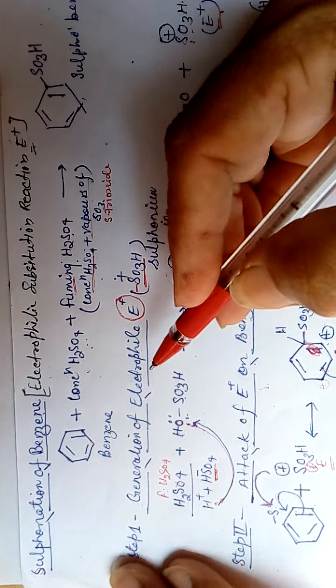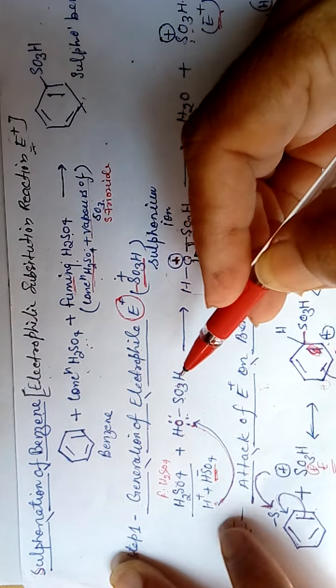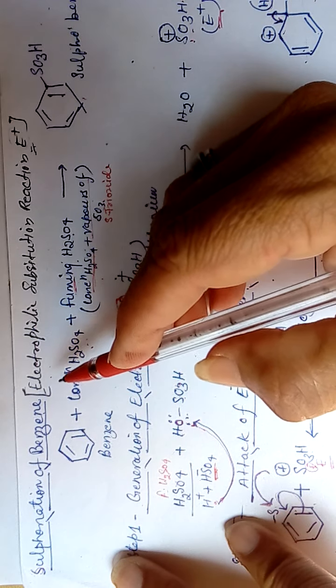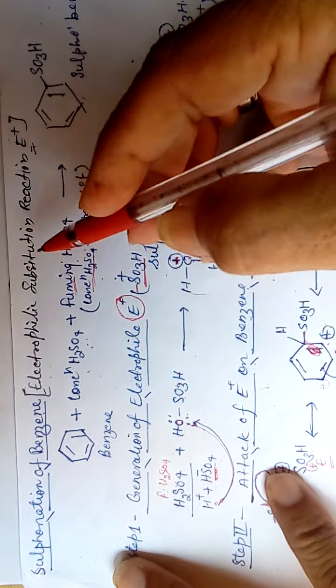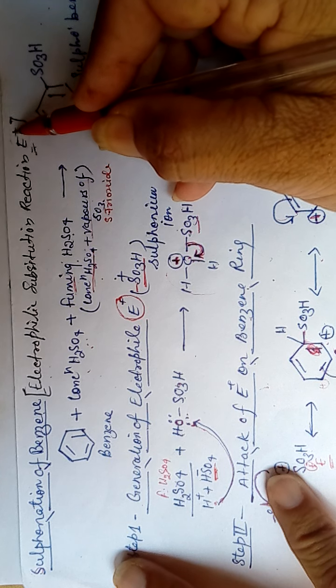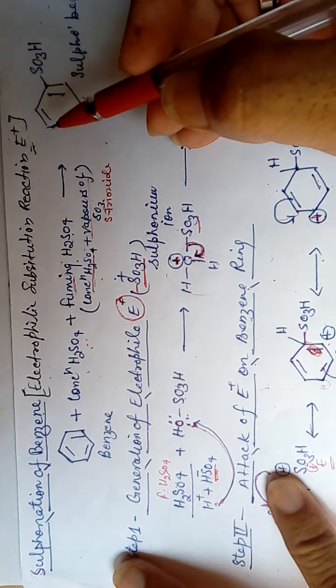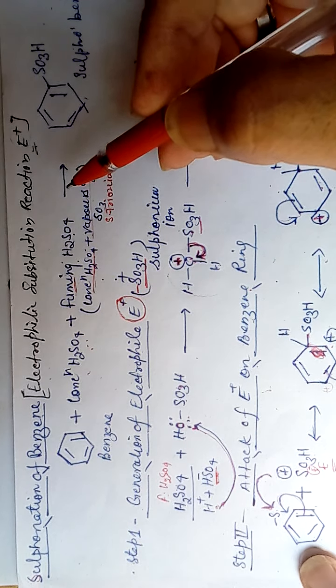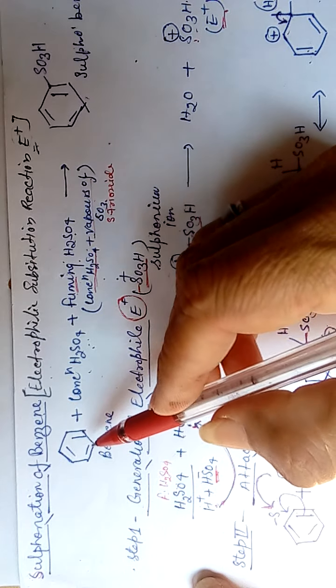Hello students, in this video I am going to explain about sulfonation of benzene. It is an electrophilic substitution reaction, that is, a positively charged electrophile species attacks the benzene ring. In this reaction, let's see what happens.